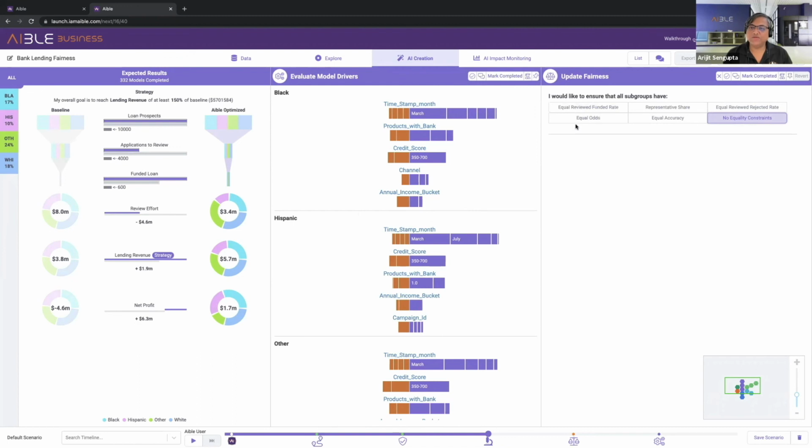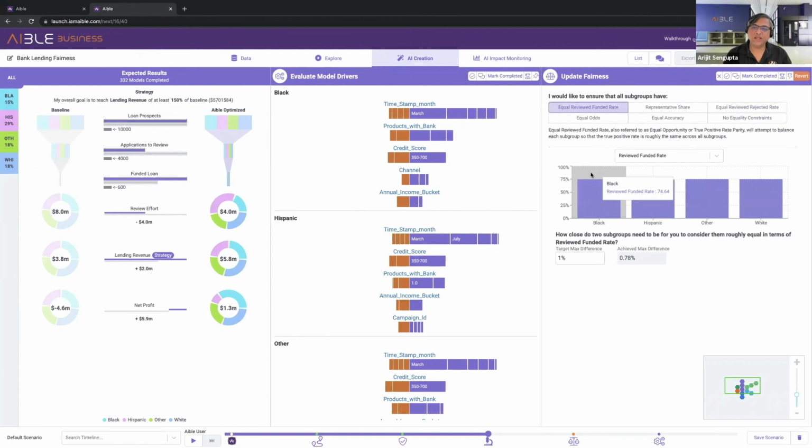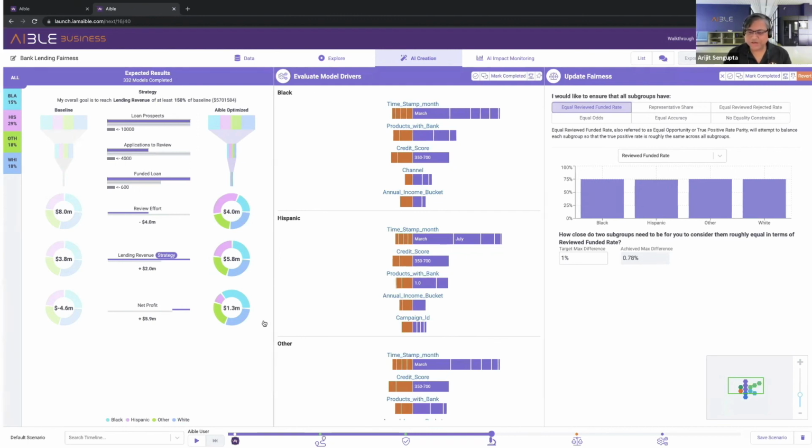I can go into a different definition of fairness, like going in and saying, hey, I want to have the equal funded rate, think of it as approval rate being equal. And I can look at the economic implication of that. What you're doing here is looking at different strategic outcomes, strategic things that you care about, and Aible finds the right AI to deliver on that strategy for you, and it tells you what the economic impact of that would be. This is what allows us to get to economic value so quickly, and all these recommendations can be pushed right back into end applications like Salesforce, etc., so that you can act on it.